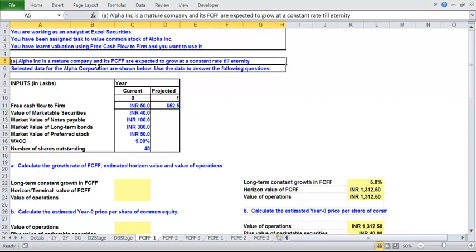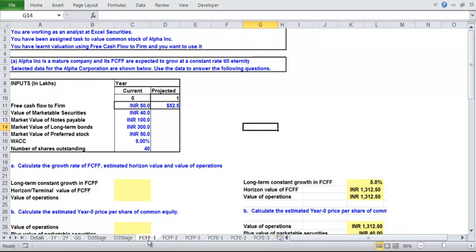Alpha Incorporated is a mature company, so the infinite period model is to be used for a mature company. And FCFF is expected to grow at a constant rate till eternity. So the free cash flow to the firm at t equal to 0 was 50. At the end of 1 year it is expected to be 52.5. So we can compute the long-term growth rate, which is 52.5 divided by 50 minus 1, which comes to 5%. And what is the terminal value? The terminal value will be FCFF1 divided by WACC, which is 9%, minus the growth rate, which is 5%.